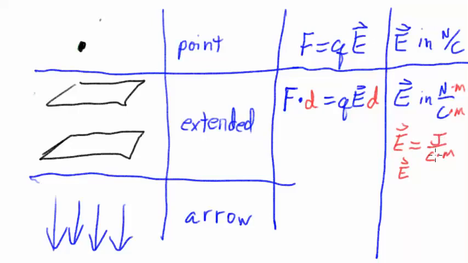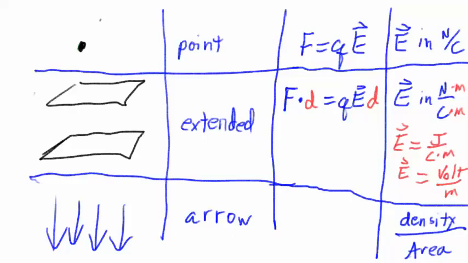And a joule per coulomb is called a volt. Now we have 2 fairly common units by which the electric field is described. The point version in newtons per coulomb and the extended version in volts per meter. The arrow version doesn't have its own unit, but is a conceptual tool we can use to get an intuitive description of electric field lines.